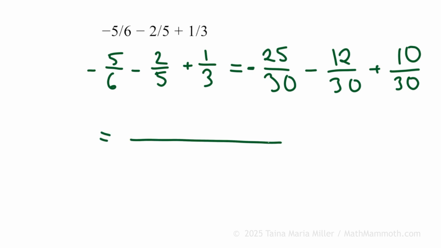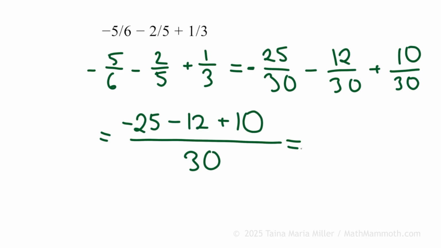And the whole thing is written now with one single denominator here, and then integers here in the numerator, -25 minus 12 plus 10, basically. And here's -37 plus 10, so that's -27 over 30.